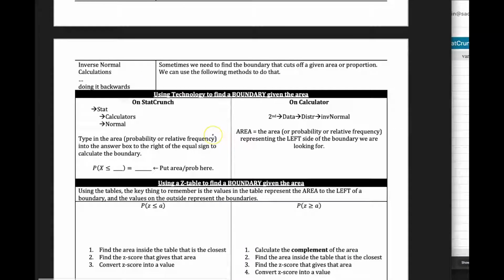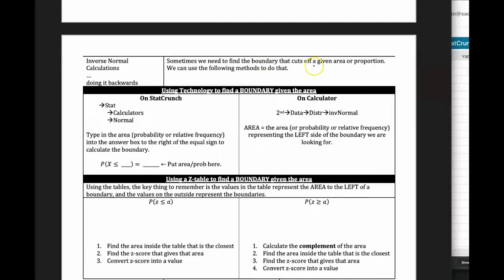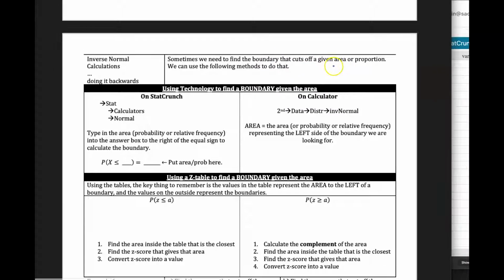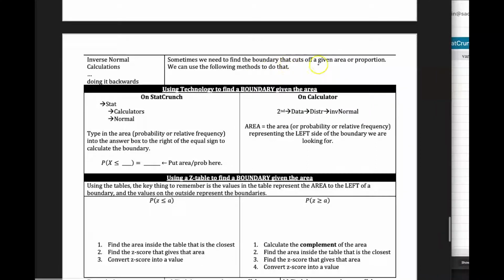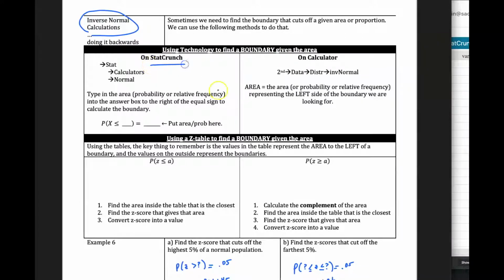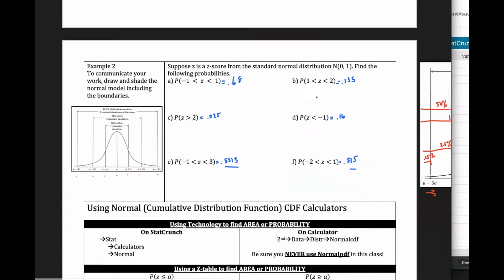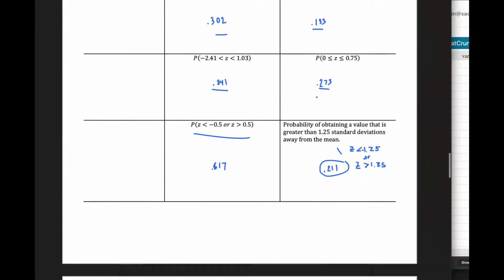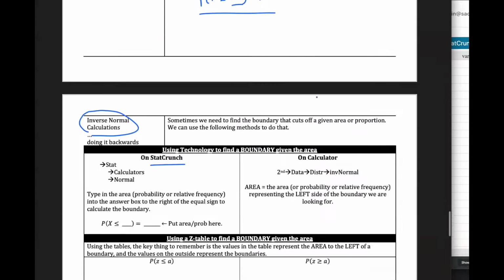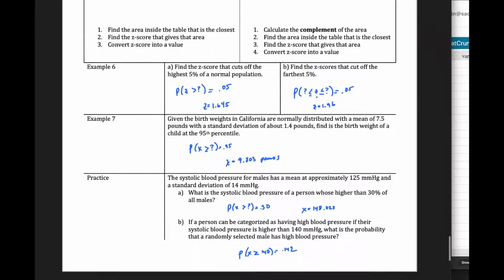So we end this section looking at problems where sometimes we need to find the boundary cutoffs that are given. We want to find the boundary that cuts off a given area proportion. It's what we call inverse normal calculations, doing it backwards. Here again is how we would do it on StatCrunch, but I'll show you. And if you're going to use Z-tables, that's another way to think about it. But we'll take a look at how to do that on ArtistStat and using StatCrunch. So we'll do that through some examples here.